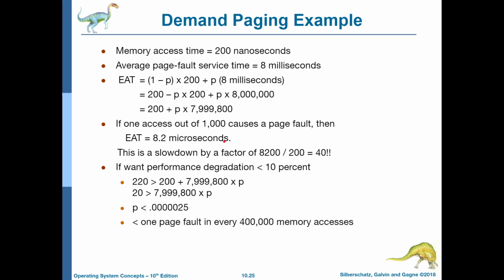So let's try to get our performance degradation less than 10%. What we would need to do is have an EAT of 220. To get that value, we need the page fault rate to be 1 in every 400,000 memory accesses. So you can see demand paging is very expensive, and we really want to minimize this, if at all possible.